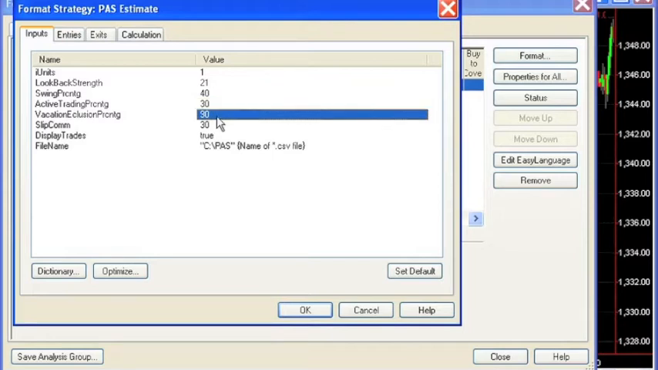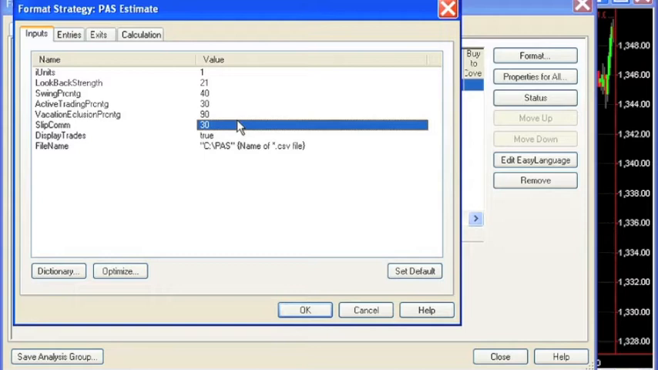And then, of course, is the vacation exclusion percentage. The vacation exclusion percentage is going to take into account that 10% of our time when the market's open, we're not going to be trading those days simply because we're going to be on vacation. And from the article, if I remember correctly, this represents about 5 weeks of vacation.